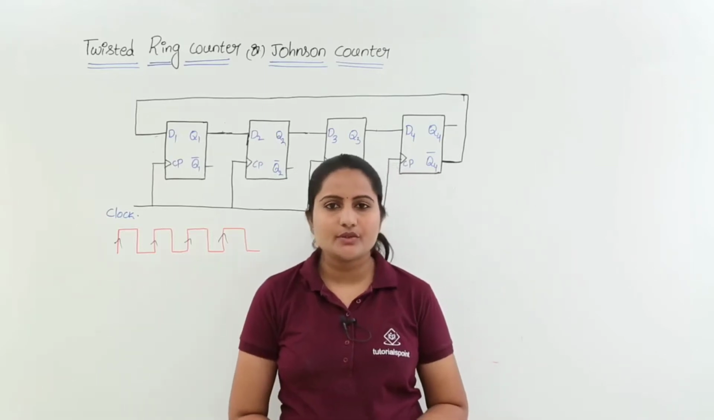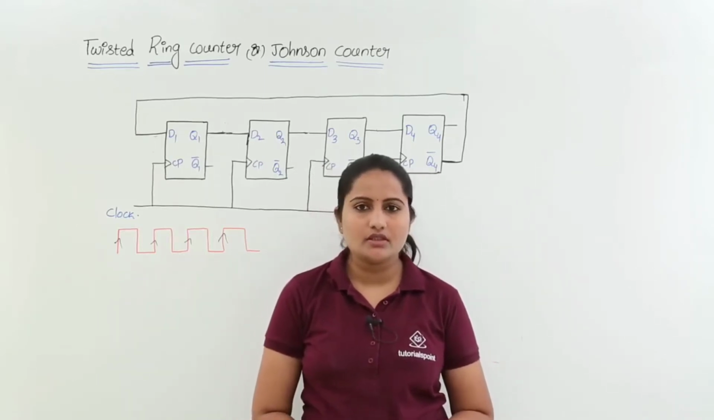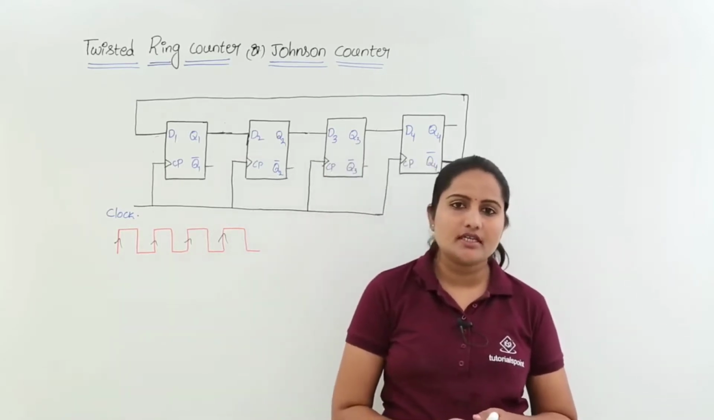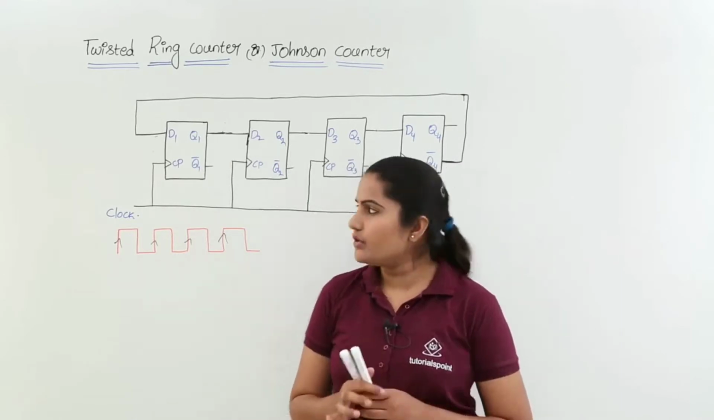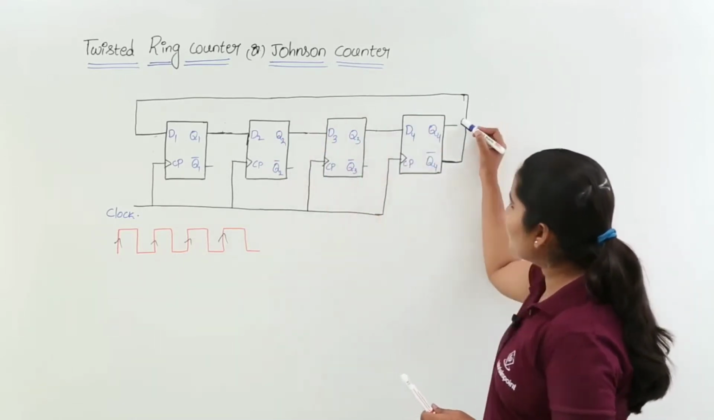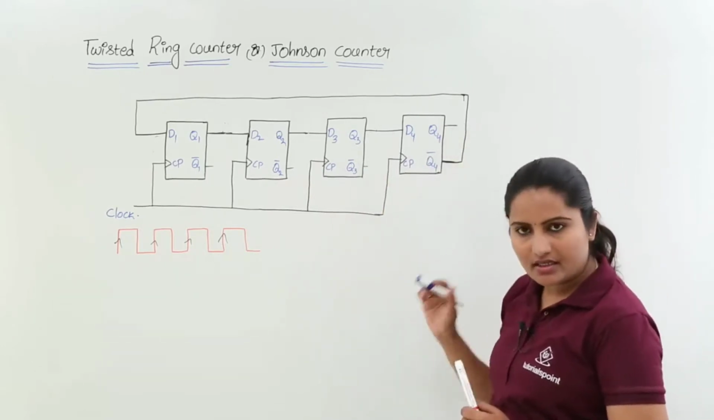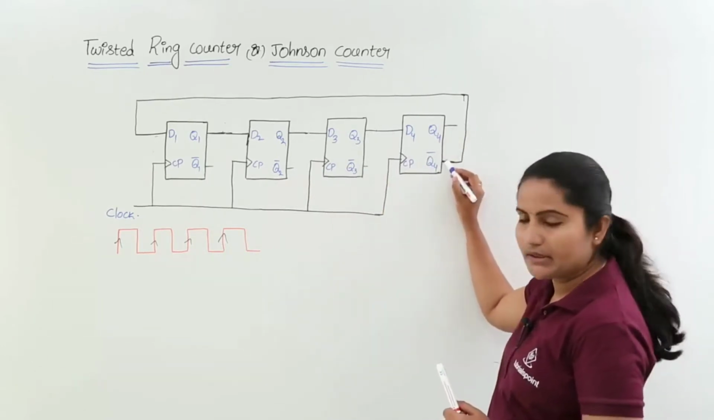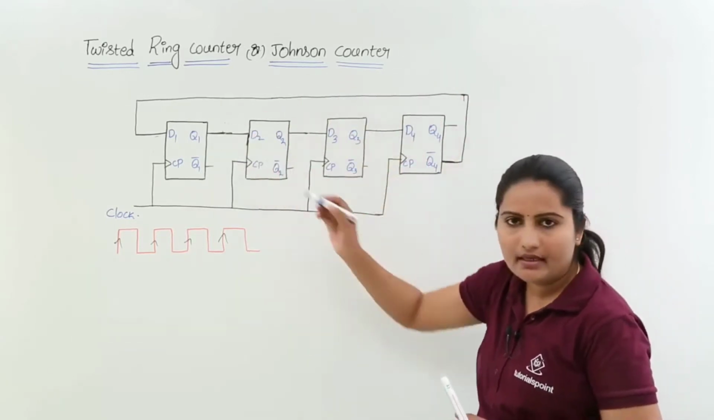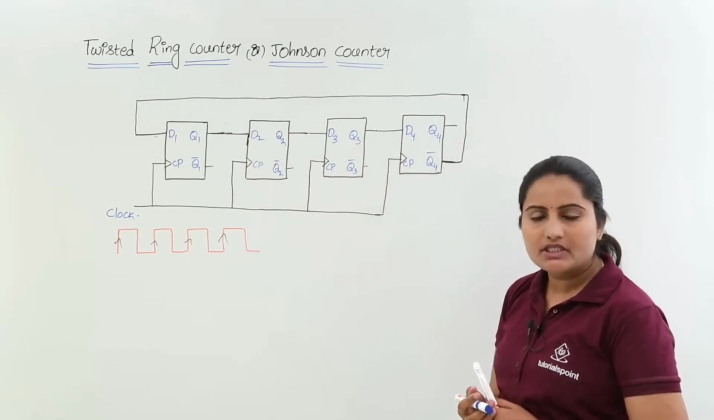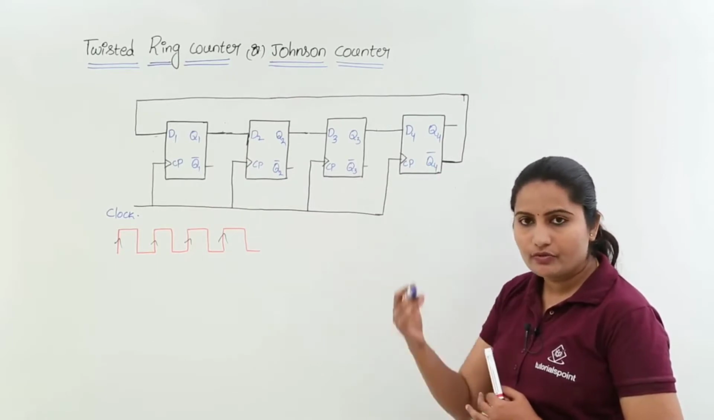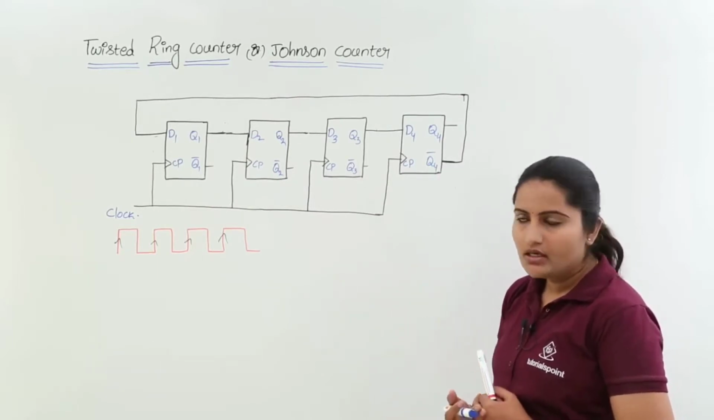In this class we are going to discuss the twisted ring counter, or Johnson counter. The only difference between a twisted ring counter and a ring counter is the feedback connection. Whatever feedback connection is there in the ring counter is shifted here. If you give the feedback from the complement port, then it works like a twisted ring counter. It needs 2n states to return to the same state.